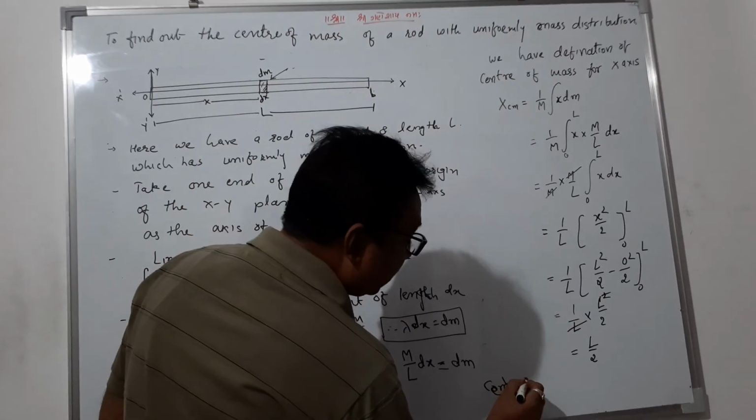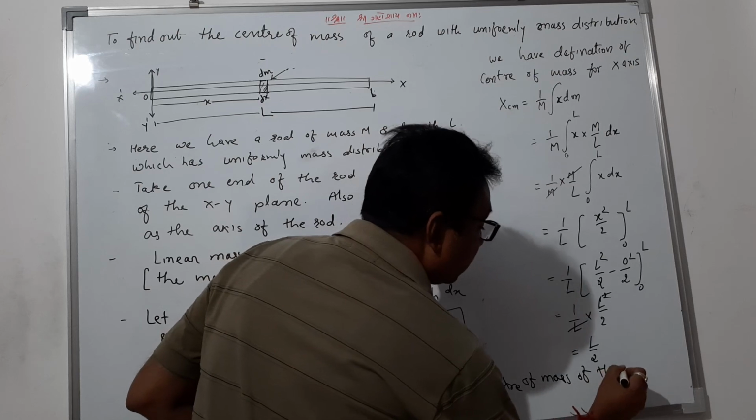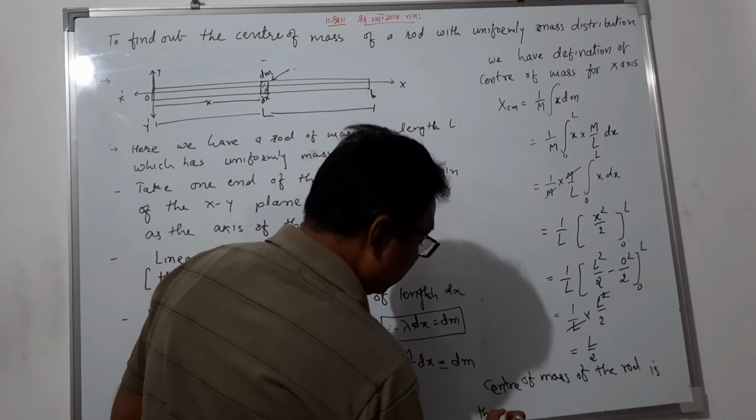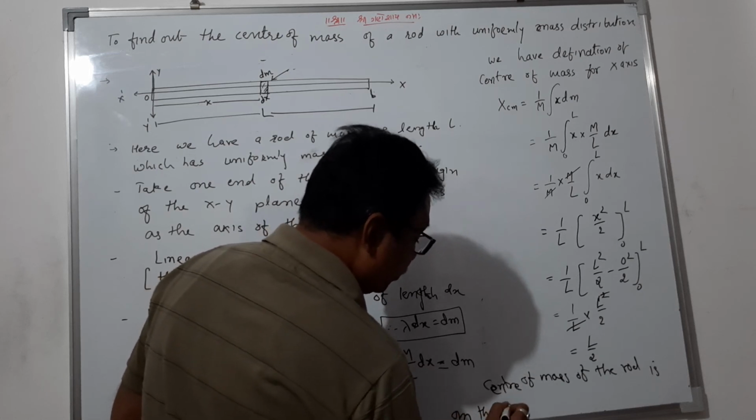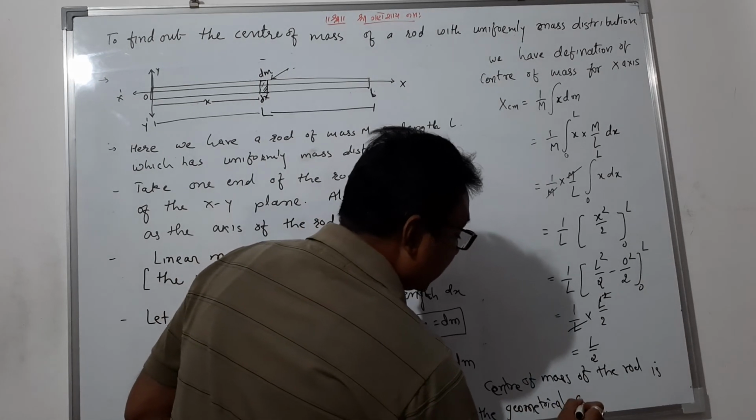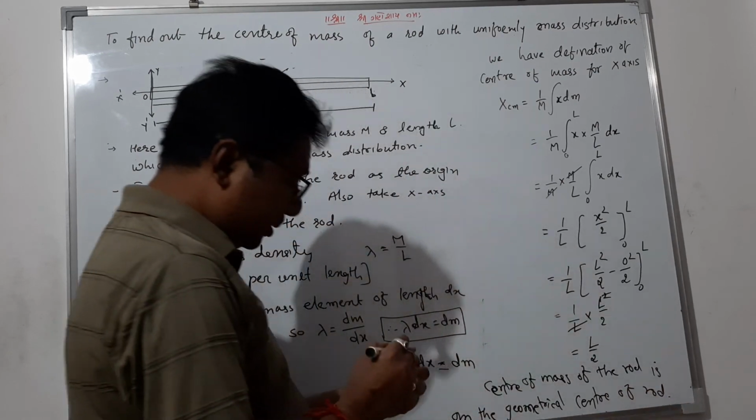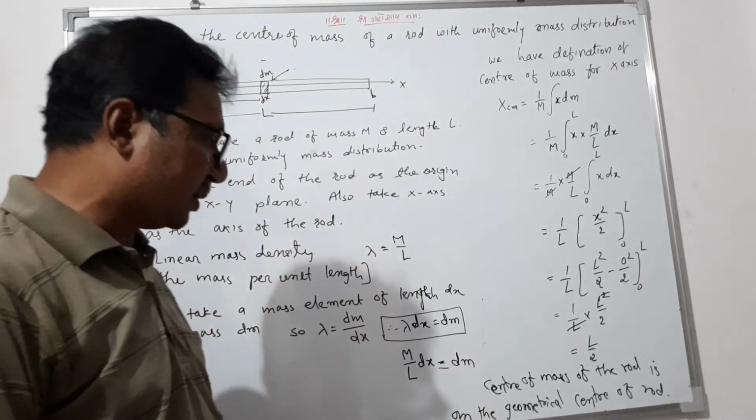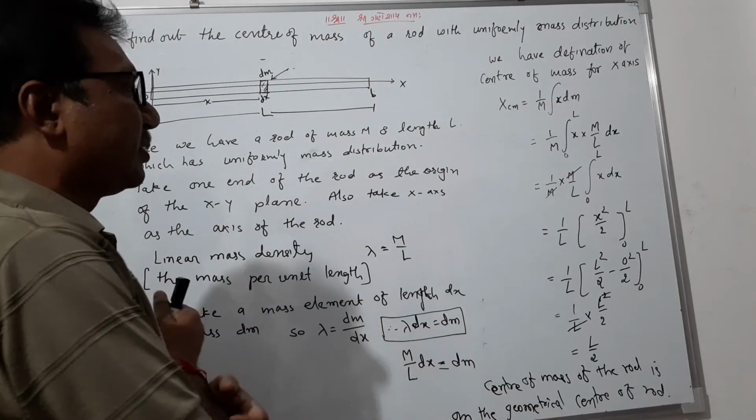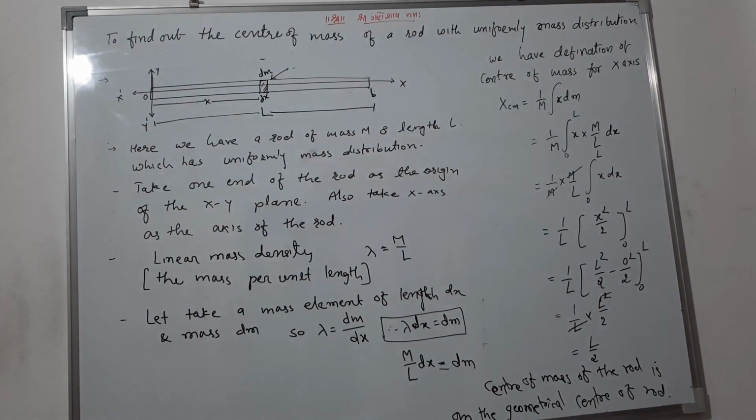So the center of mass of the rod is on the geometrical center of the rod. That means its geometrical center and center of mass are both the same. Okay, so this is a very important theory of 3 marks. Please memorize it, prepare it. Okay, thank you very much.